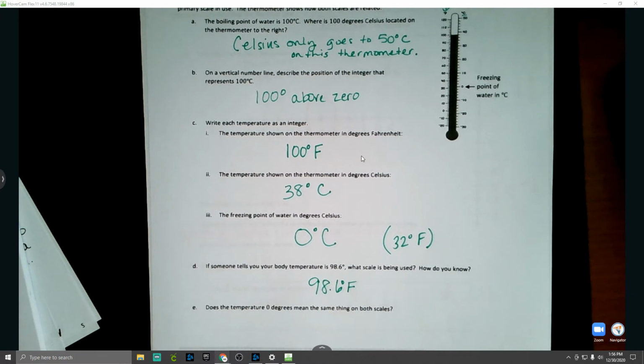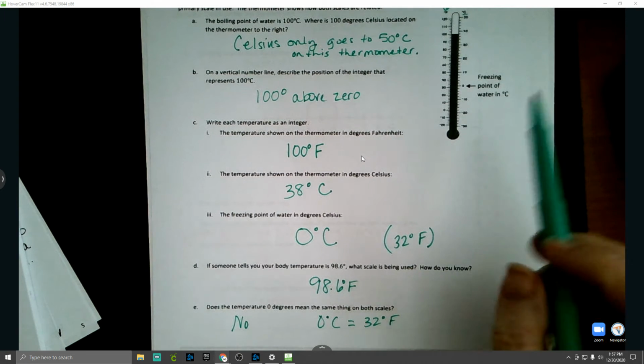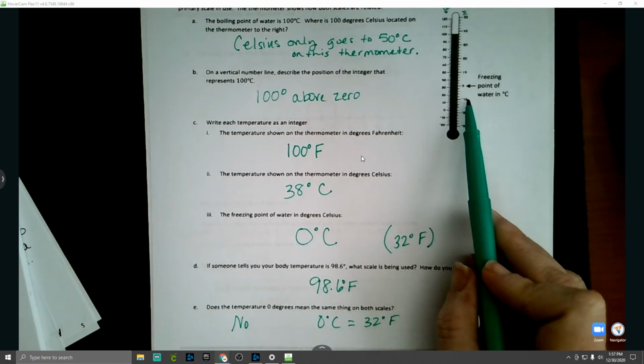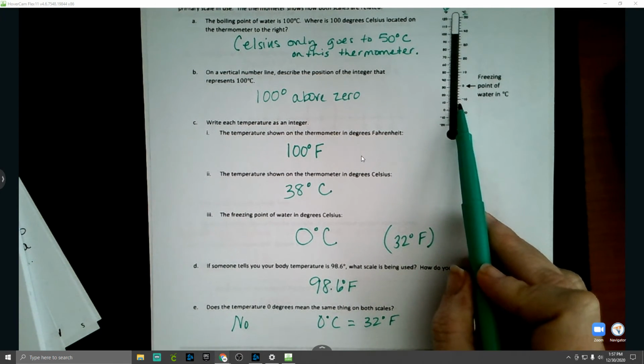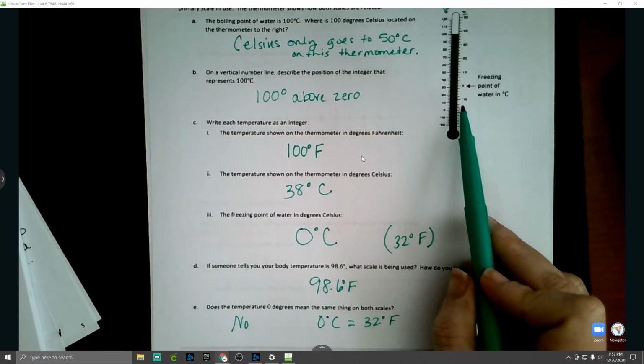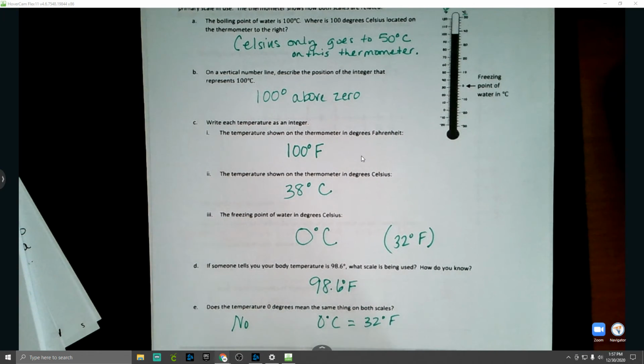All right, does the 0 degrees mean the same thing? No. So we already discussed 0 degrees Celsius equals 32 degrees Fahrenheit. And then let's see, if we were down here at 0, be negative 10, negative 12, negative 14, 16 looks about be about negative 18. So there's your comparison.